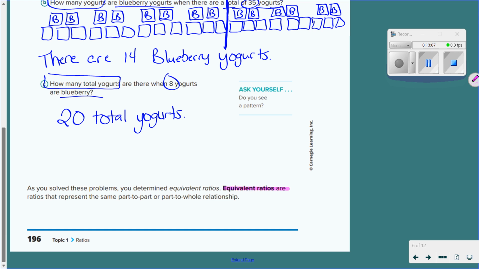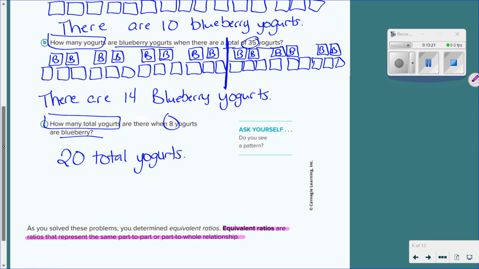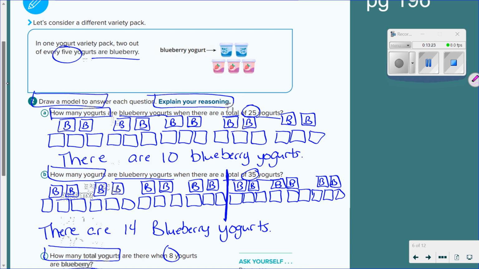Equivalent ratios are ratios that represent the same part to part or part to whole ratio. So that is number 7. And I want to show you what that means.